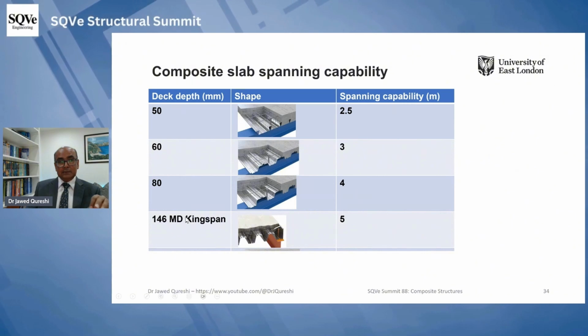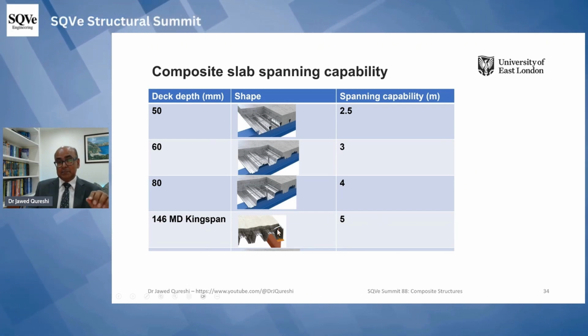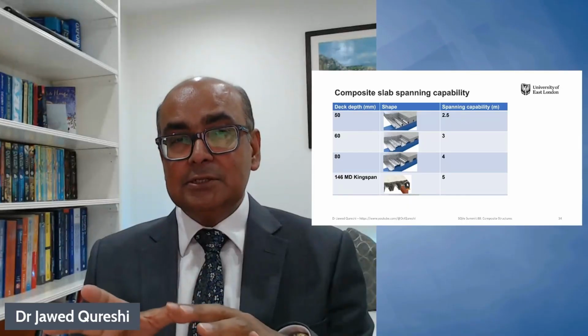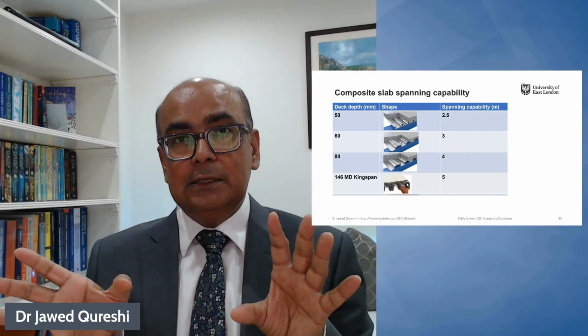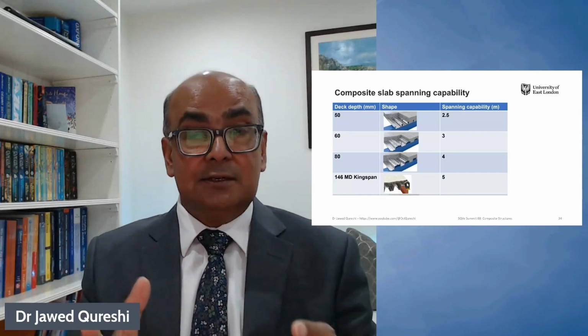And 146 MD span, multi-decking span, can span up to 5 to 6 meters. So this is very deep sheeting. Remember that all design codes, American, Canadian, Australian, British, Eurocodes, are all based on testing for sheetings which were from 50 to 80 millimeter deep deckings. So anything after 80 millimeter, 100 or 120 or 150, we don't have any formula for shear studs.